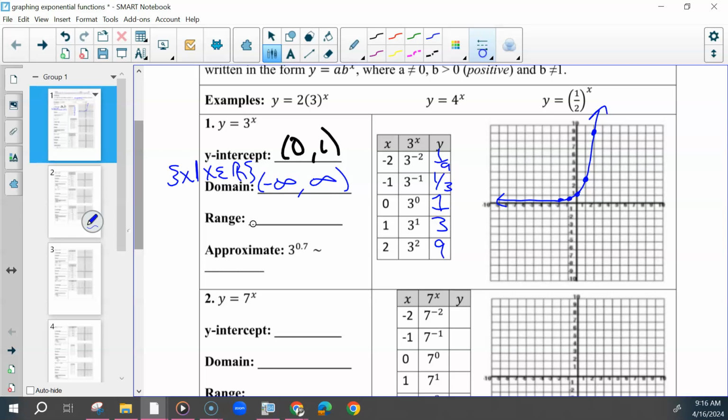And then our range, our lowest value is actually going to be here. It's never going to cross this line. So that would be where we start. And because it's never going to actually touch it, it's not included. So that would be parentheses 0. What's our highest point? Positive infinity. Or in set builder notation, y such that y is greater than 0.